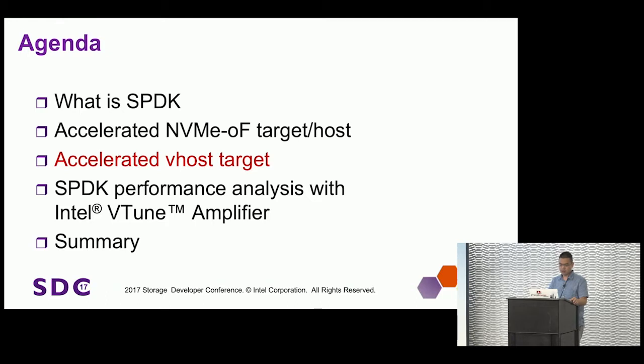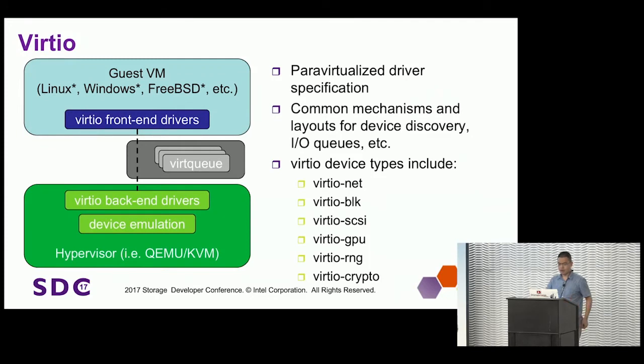And the next part is the accelerated vhost target. Before we introduce the SPDK vhost target, there will be a simple introduction to VirtIO. Actually, VirtIO is a paravirtualized driver specification. In the guest VM, there will be the VirtIO front-end drivers. And on the hypervisor side, there will be VirtIO back-end drivers. And the hypervisor can use either device emulation or pass-through or others to emulate the functions of the VirtIO back-end drivers. There are many types of VirtIO drivers, for example, VirtIO Net, VirtIO SCSI, VirtIO Block. And for SPDK, we only focus on VirtIO Block and VirtIO SCSI performance improvement.